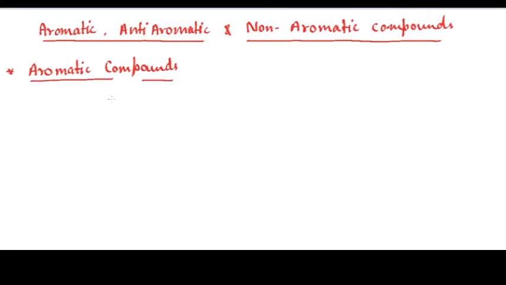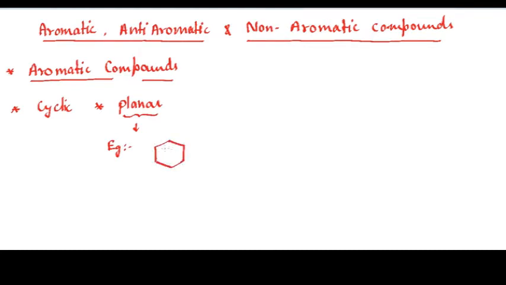Guys, today we will discuss aromatic, anti-aromatic and non-aromatic compounds. And first of all, we will discuss aromatic compounds. These aromatic compounds are those compounds that are cyclic. These compounds are planar, where planarity you can check by checking the hybridization of the elements involved in ring formation. For example, let us see this simple compound.